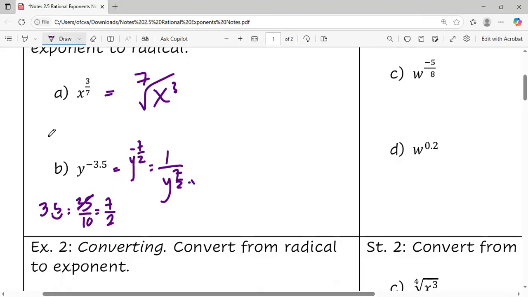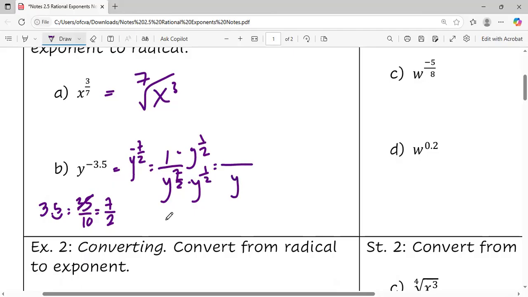So if I multiply by y to the 1/2, remember, you got to do it top and bottom. But if I multiply, what I'm really doing is adding the exponents. So 7/2 plus 1/2 is 8 over 2, or 8/2. That gives you 4. So that gets rid of the rational exponent in the denominator.